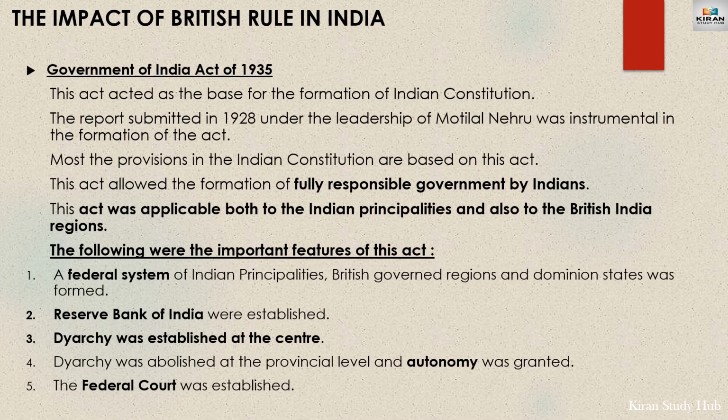Some of the important features of this act are: a federal system of Indian principalities, British governed regions and dominion status was formed. The Reserve Bank of India was established. Diarchy was established at the center. Diarchy, which was introduced at the provincial level as per the 1919 Government of India Act, was abolished now under this act, and provincial autonomy was granted and the federal court was established.